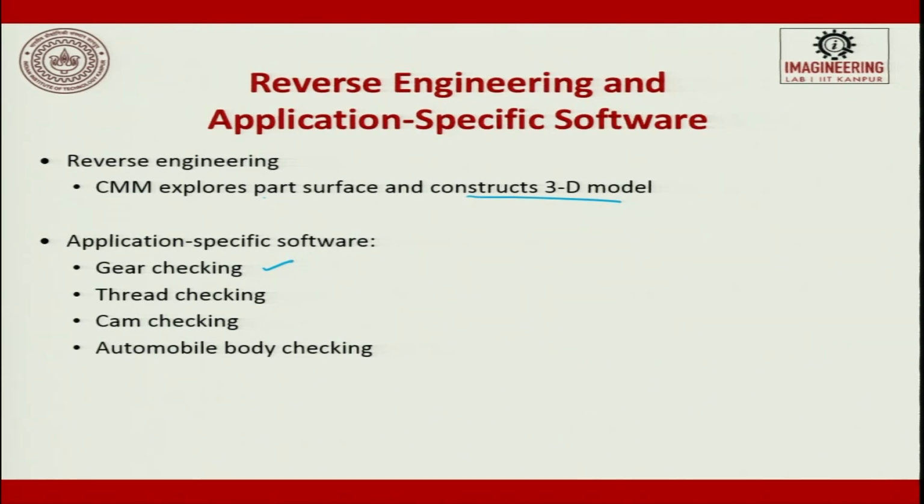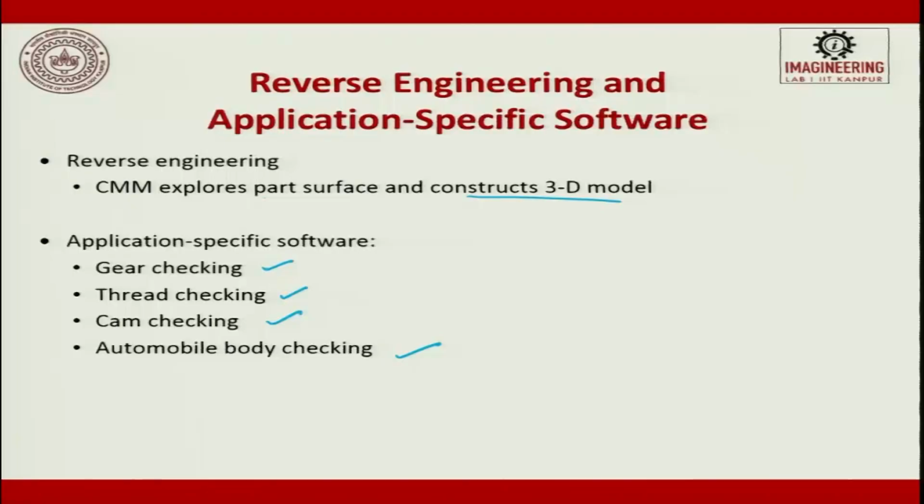So, you have all these things, you pull that library function, immediately you have to activate certain points, then the checking is done and it will give you the data. So, gear checking, thread checking, cam checking and automobile body checking is done. Today there are CMMs where a complete car can be parked in the CMM space. It inspects and gives you all the deviations as per the drawing.